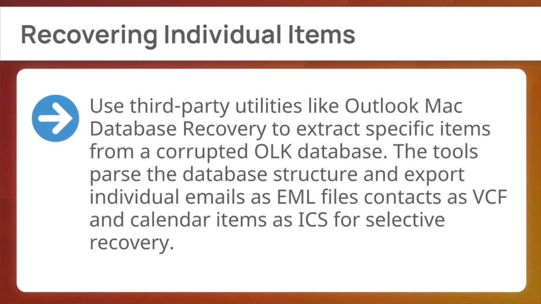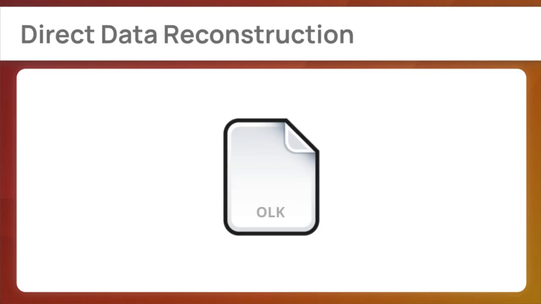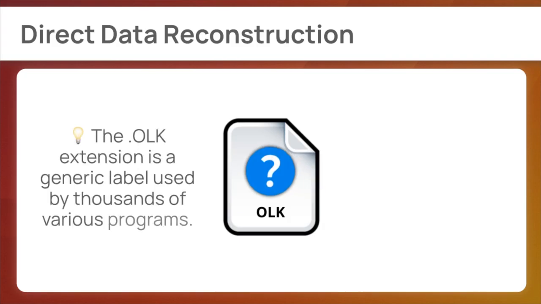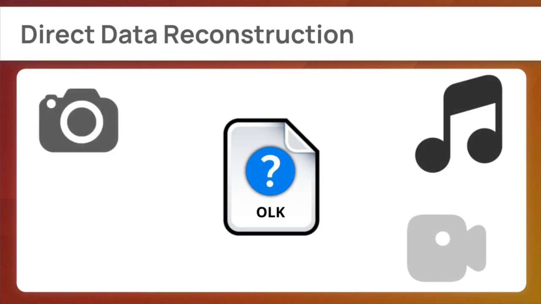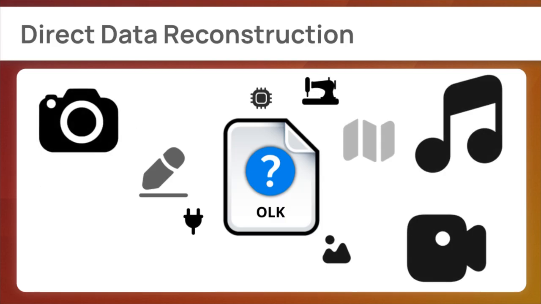The tools parse the database structure and export individual emails as EML files, contacts as VCF, and calendar items as ICS for selective recovery. If compatibility checks failed, it is likely because the file extension name is shared by different developers for unrelated formats, causing your PC to use the wrong reading language.